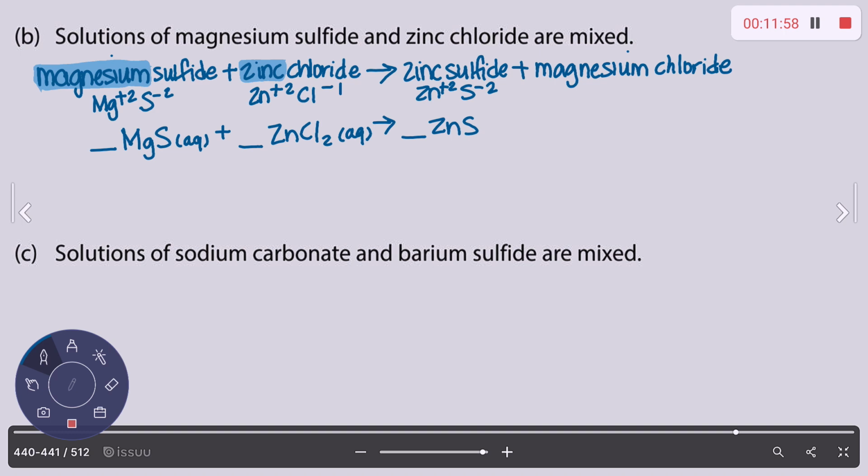This would become ZnS. We need to look at the solubility table to predict the state of matter on it. So sulfides with zinc would be what? Low solubility. So put a little S after it, because it's low solubility. Then you have magnesium chloride. So this is Mg +2, Cl -1. This becomes MgCl2. Okay, this is actually balanced. So these are just ones.